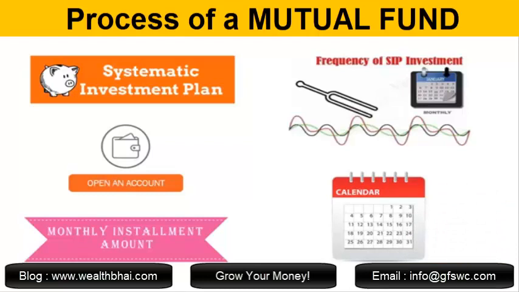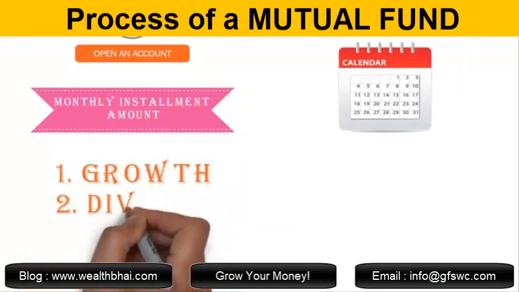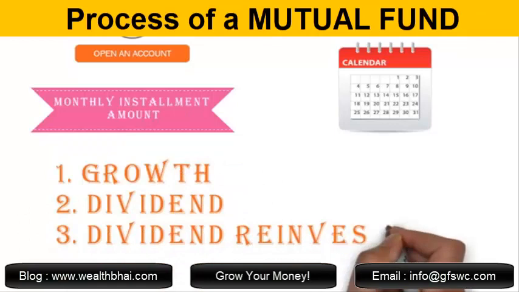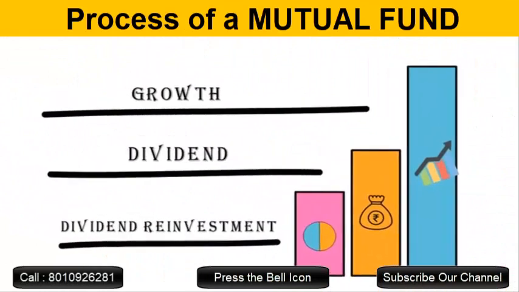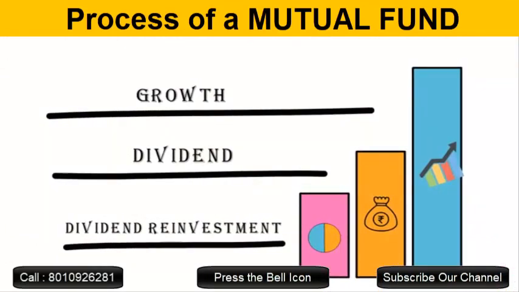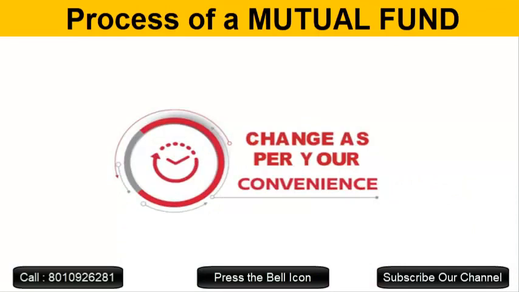Now, when investing in mutual funds, there are three options available to you. First is growth, second is dividend, and third is dividend reinvestment. One is usually expected to select one of the three options when filling an investment form. However, in case you do not choose any of the options, the fund house selects the default option for the scheme as mentioned in its prospectus, which is most often the growth option. Investors have the flexibility to change the investment option at a later date to suit their convenience.